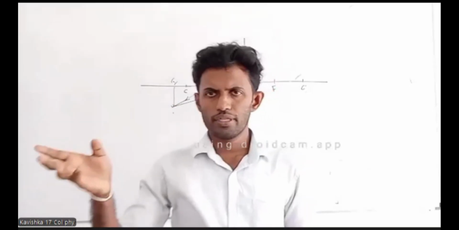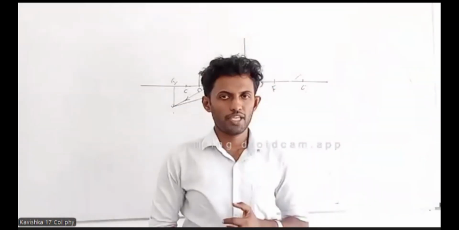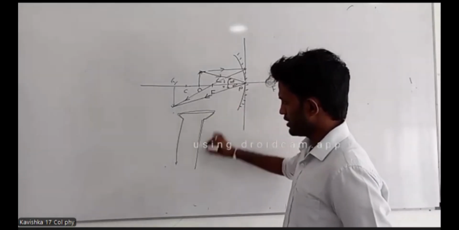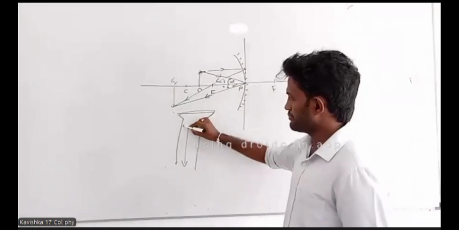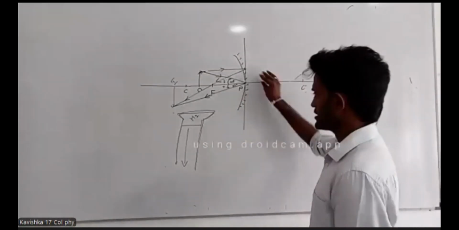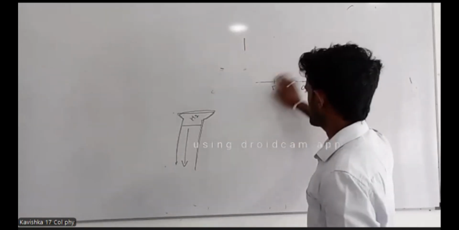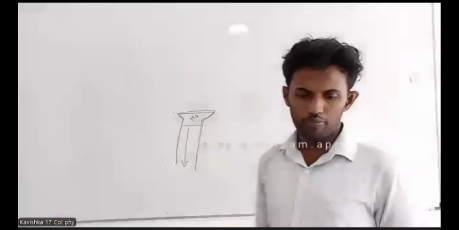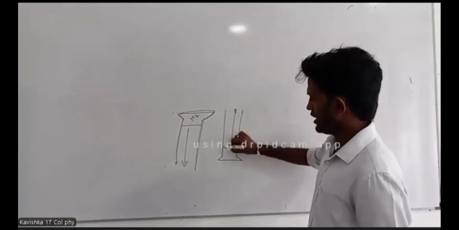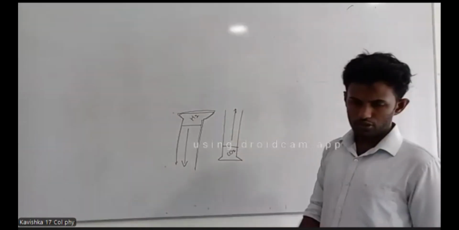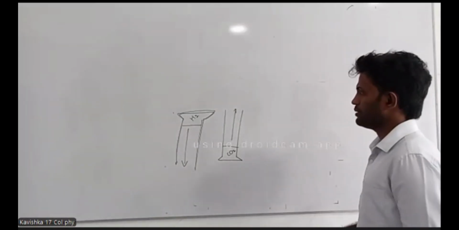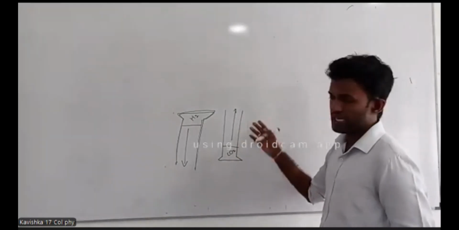But there are two other ways: downward displacement of air and upward displacement of air. In downward displacement of air, the gas moves downwards and collects there. We can collect H2 using this method because H2 is lighter than normal air. The other method is upward displacement of air. We can use this to collect carbon dioxide, because carbon dioxide is heavier than normal air.